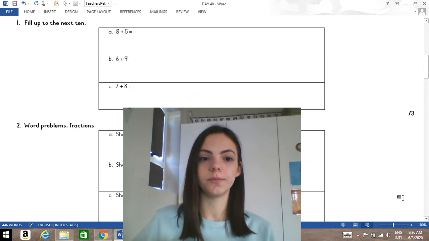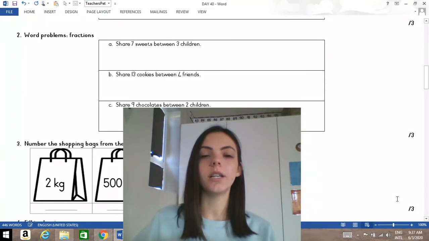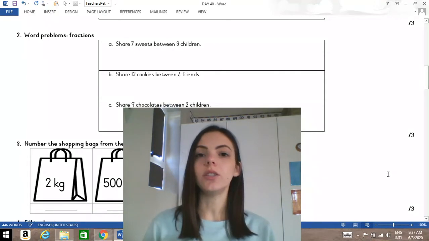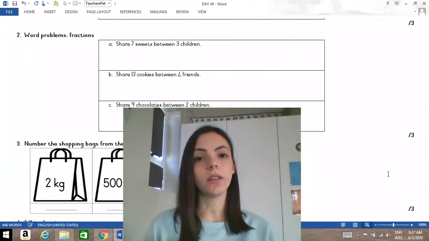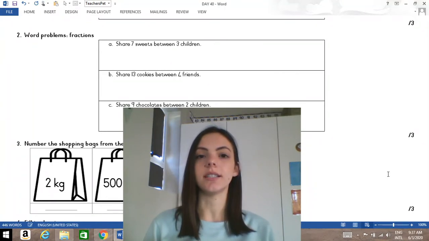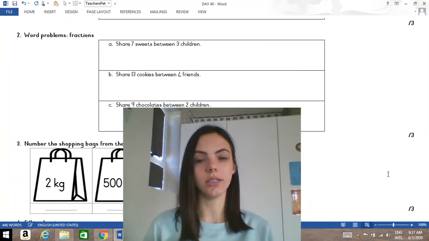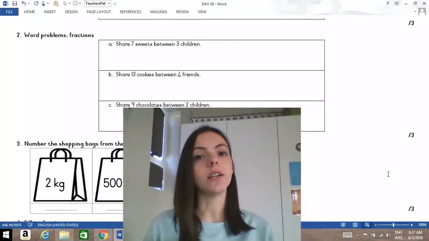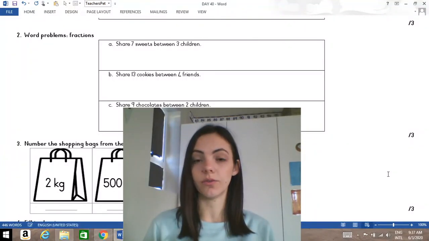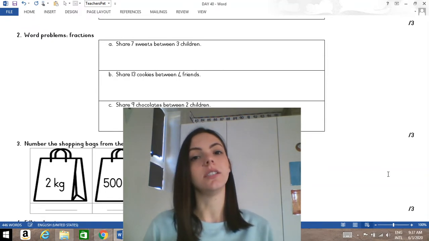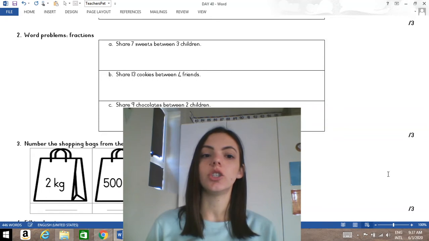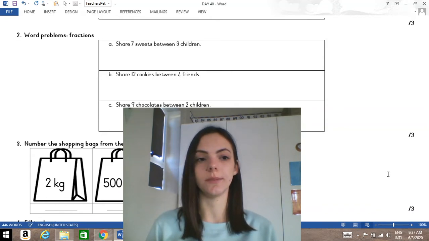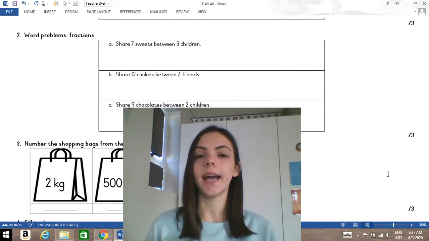Question number 2. Word problems with fractions. Now these word problems, you need to share the things between your friends, but you need to do fractions with the word problem. So they say share 7 sweets between 3 children, and then I want an answer, but remember the sweet that is left over needs to be divided as well into fractions. B, it says share 13 cookies between 4 friends, and C, share 9 chocolates between 2 children. You can do number 2, A, B and C.